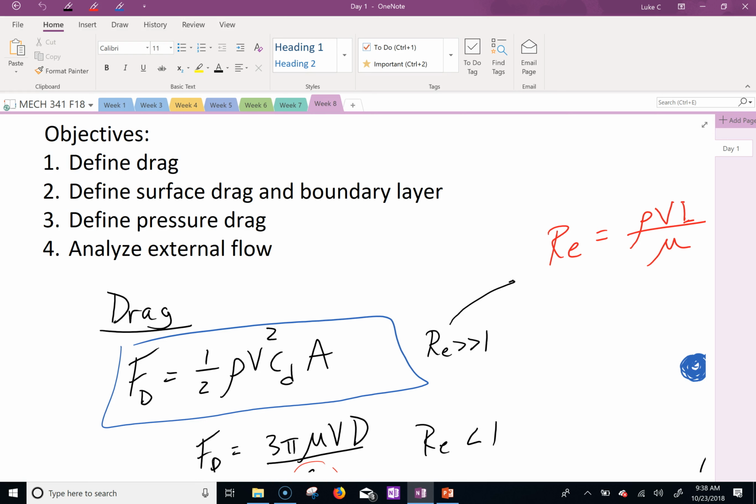There's really two types of drag that combine to get an overall drag. Surface drag, which deals more with flow being parallel to the surface and going over a surface like this, where you have pressure drag, which means you have a big frontal area like this pushing here, right, and you have very little surface drag. Okay?